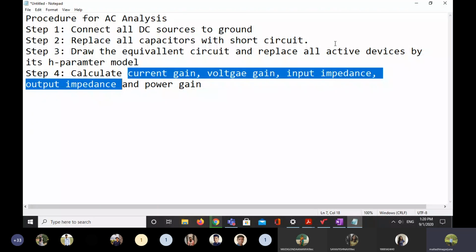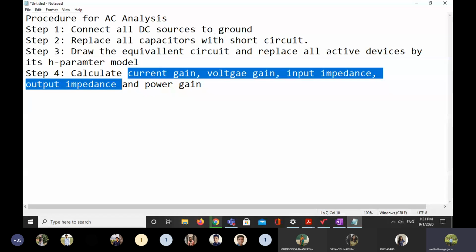So these 4 parameters, you can calculate with source and without source. By taking the source resistance into consideration, you can calculate, and without taking the source resistance also you can calculate. So total: current gain with and without source resistance, voltage gain with and without source, input impedance with and without source, like that. If you assume these 4 are without source resistance, another 4 parameters are calculated by taking that source resistance into consideration. So 4 plus 4, 8, plus the last one, the power gain. So in total 9 parameters we can calculate for any BJT amplifier, CE, CB, CC.